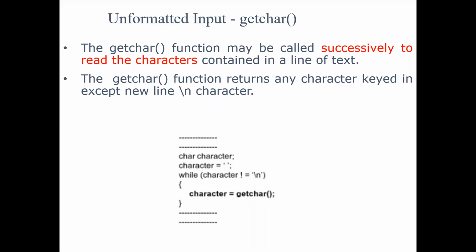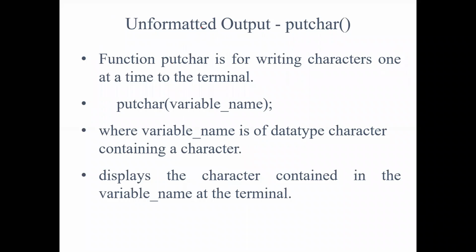To read more than one character, the getchar function returns any character keyed in except the new line character. So we'll write the while loop in such a way that except for the new line character, it will be returning the character. In the variable called character, I have given the name of the variable as character. So character is the name of the variable, declared of the data type char. So instead of integer, here it is the character data type. The variable name itself is character. Okay, so now we will move on to the unformatted output.